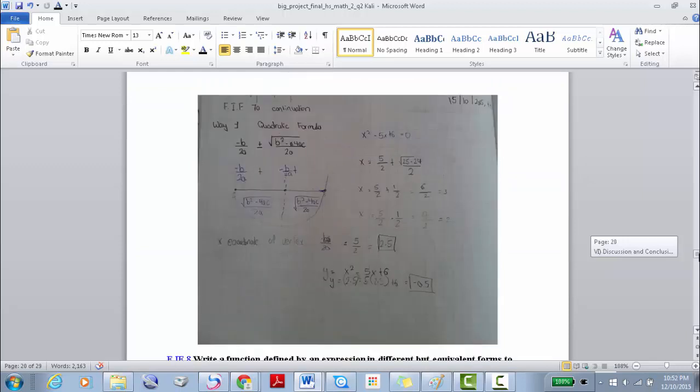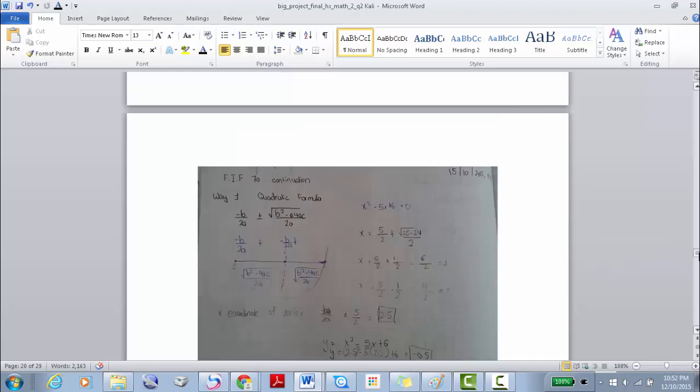So yeah, that is it. It wasn't really hard. One thing that's different about graphing quadratic equations by hand is that we have to use the quadratic formula, which starts with negative b over 2a.